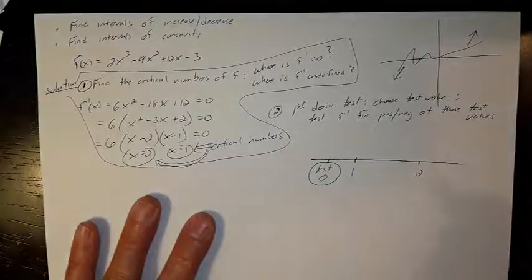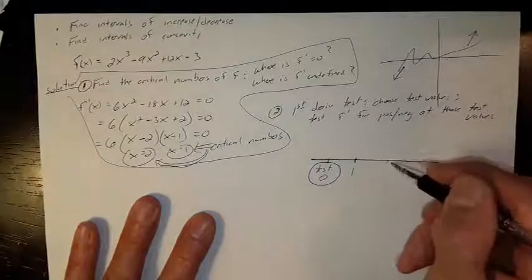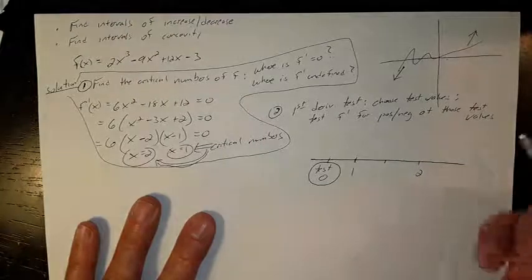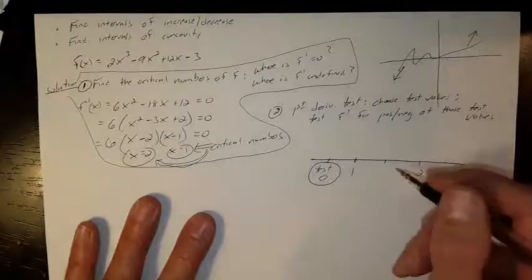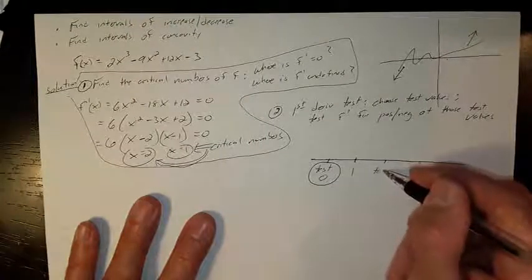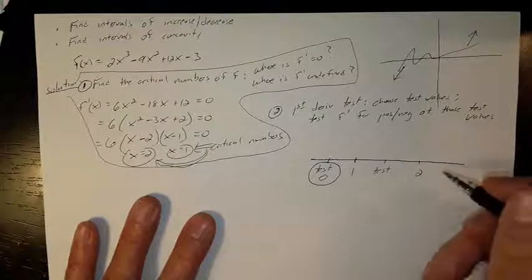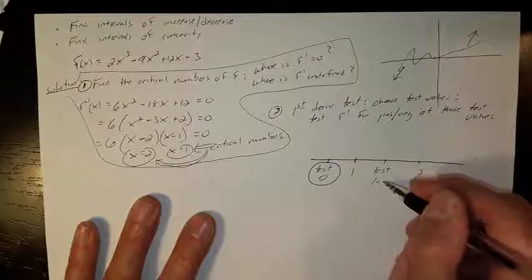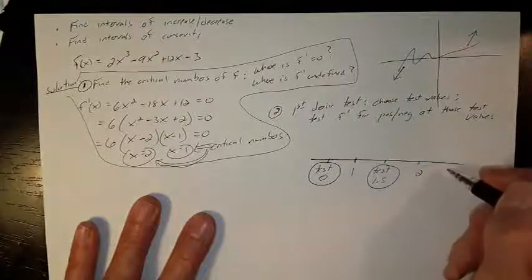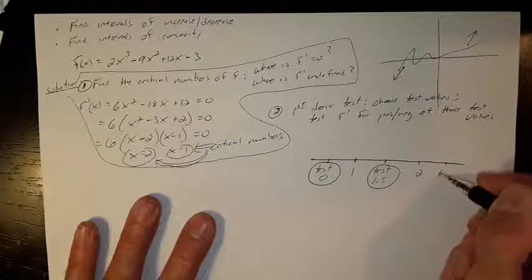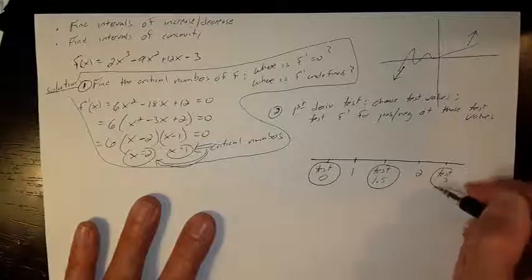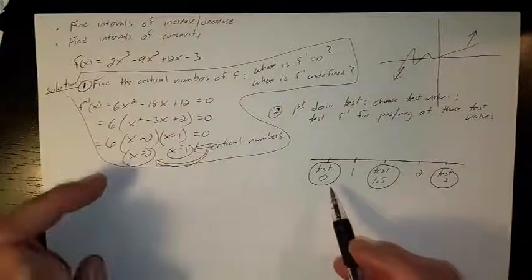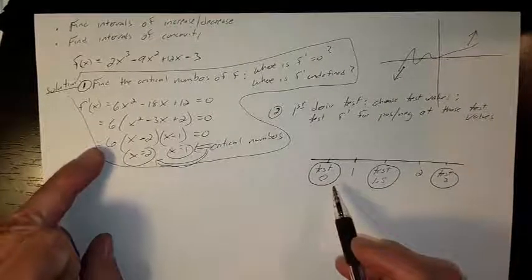You've got to choose numbers that are actually in the domain of the function, of course. And with a polynomial, the domain is all real numbers, so we don't have to sweat over that too much. In between 1 and 2, we could test 1.5. And then something to the right of 2, we could test 3. So I'm testing these values into the factored form of the first derivative.